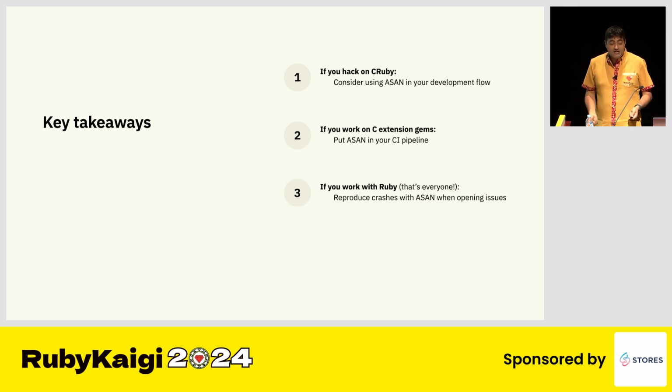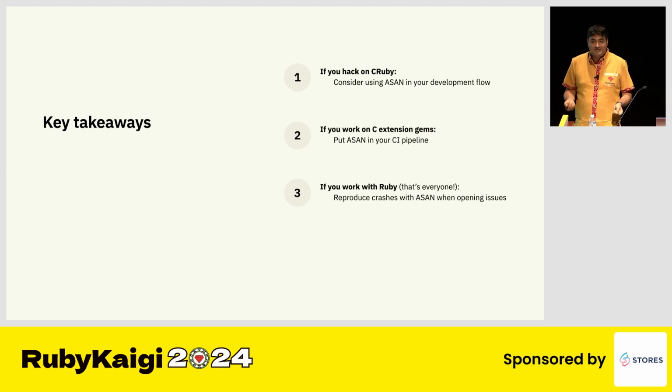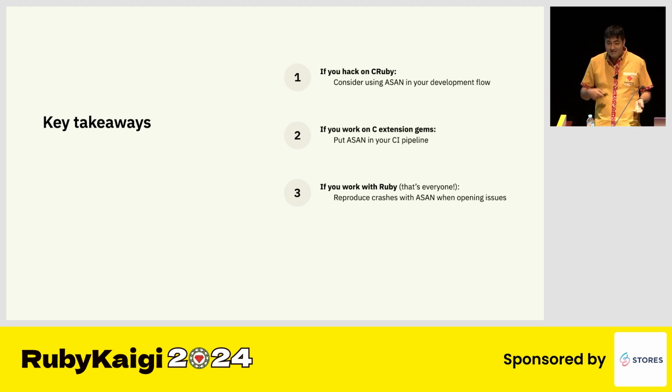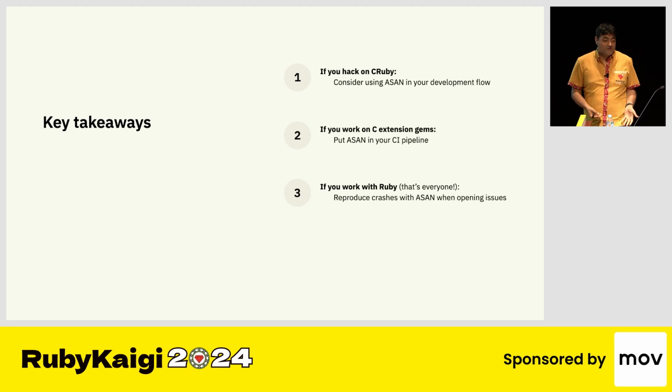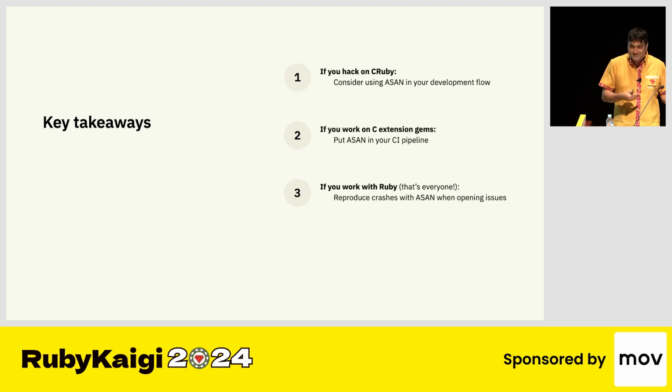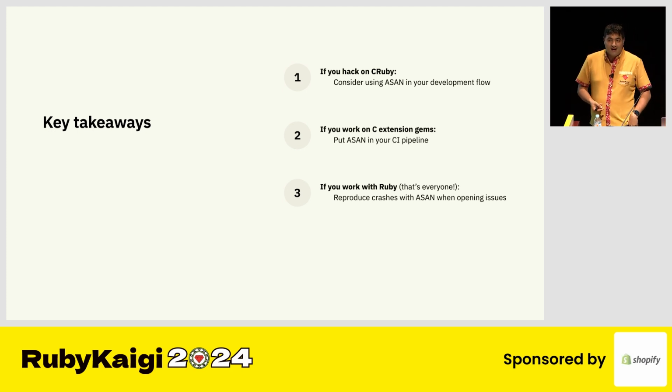If you write native extension gems, consider having a look at using ASAN in your CI pipelines to catch the same sorts of errors in your extensions. And finally, if you work with Ruby, you can try using ASAN to compile your own Rubies, and if you find crashes, you can reproduce those crashes perhaps with the ASAN-enabled Ruby. That would, at the very least, provide a much better bug report when you go to open your bug to the extension author or to bugs.ruby-lang.org, because the ASAN bug report will be much closer to the source of the problem.